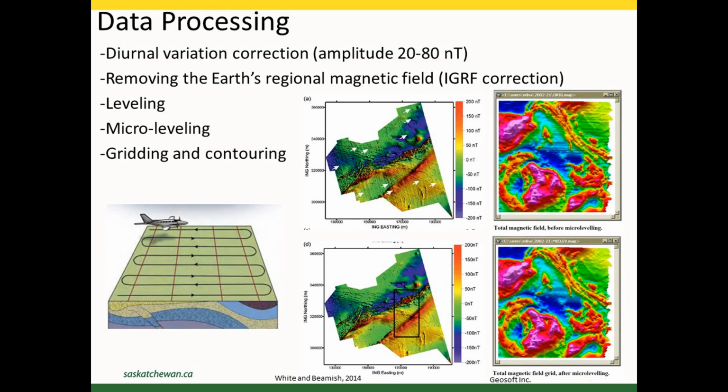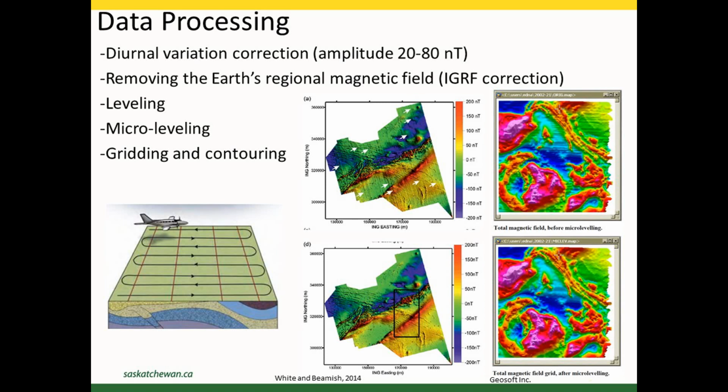Any processing work on the magnetic data starts with preprocessing. Diurnal correction is applied to the data to remove the effect of change in the Earth magnetic field during the time of the survey. Diurnal correction can be some values between 20 to 80 nanotesla. The Earth regional magnetic field, as I said before, should be removed from the data by IGRF correction. IGRF stands for International Geomagnetic Reference Field.